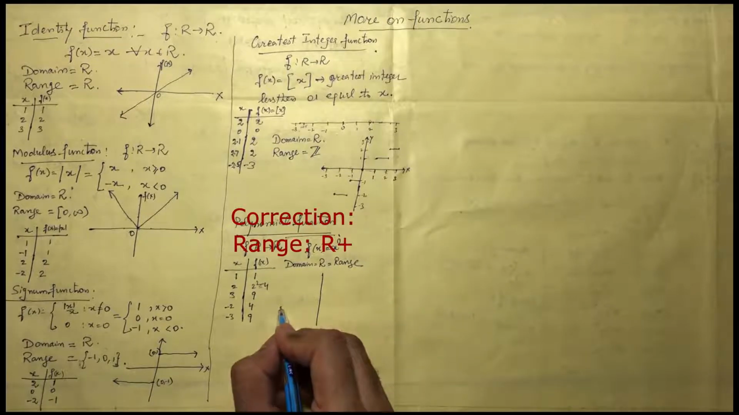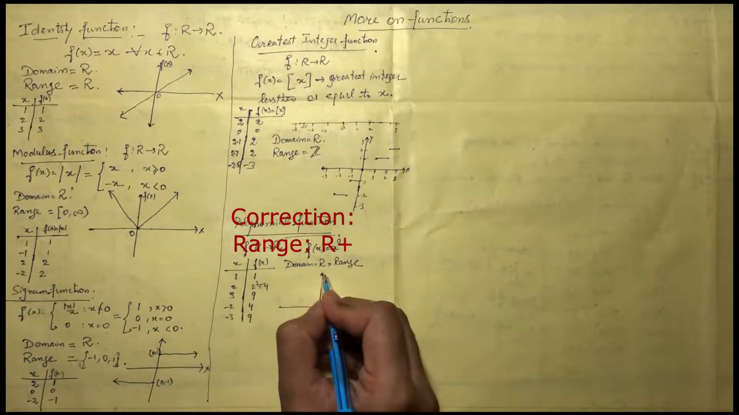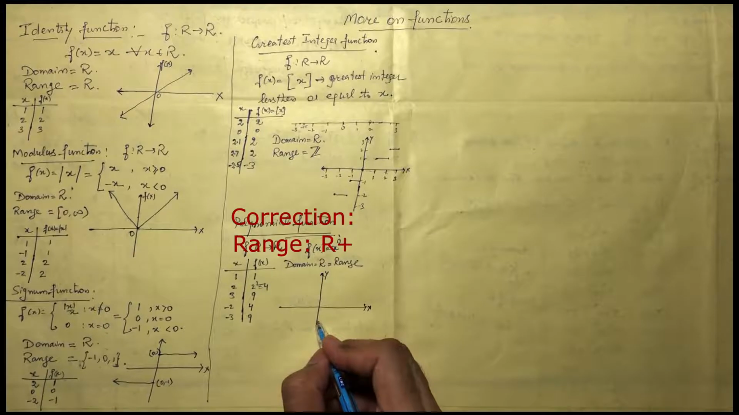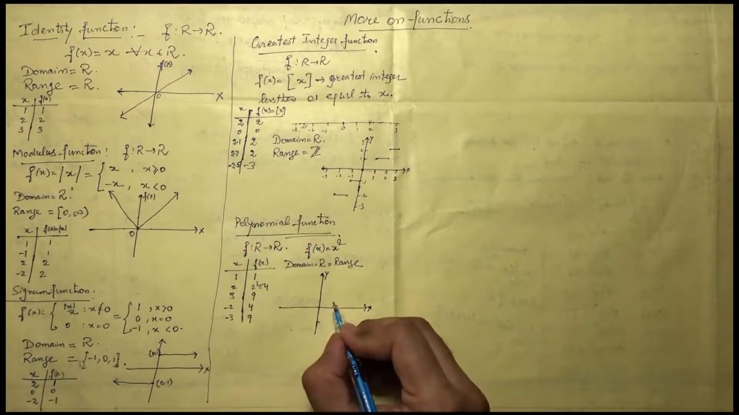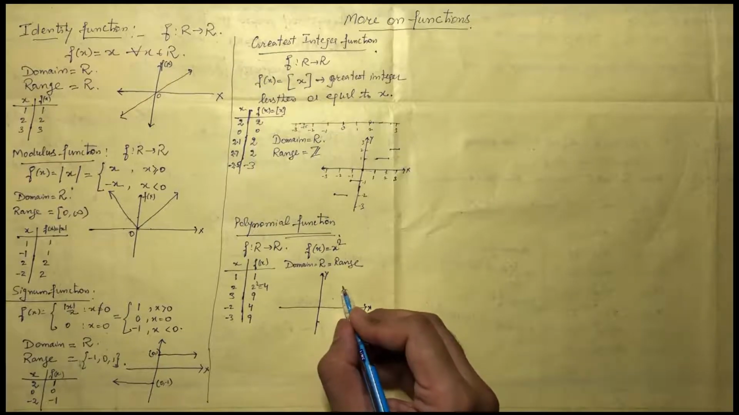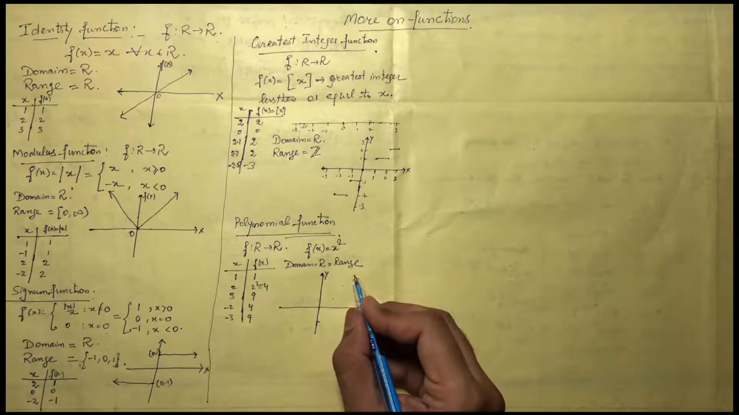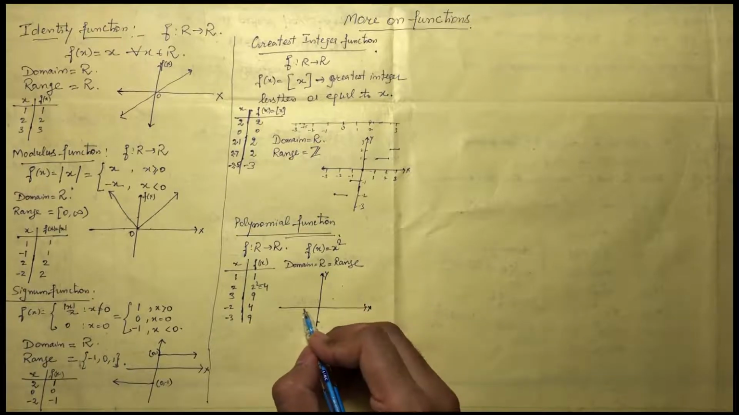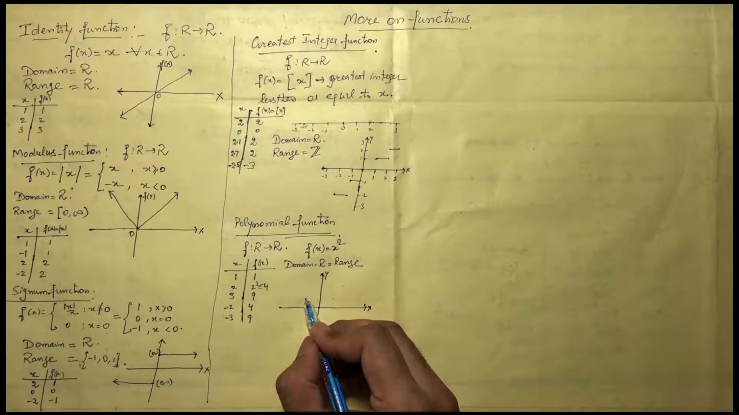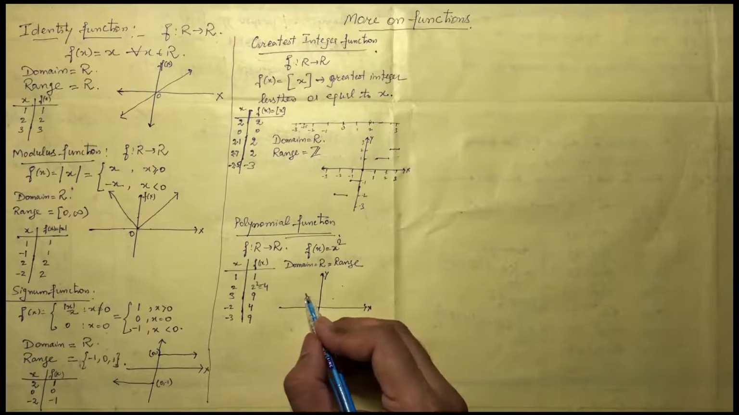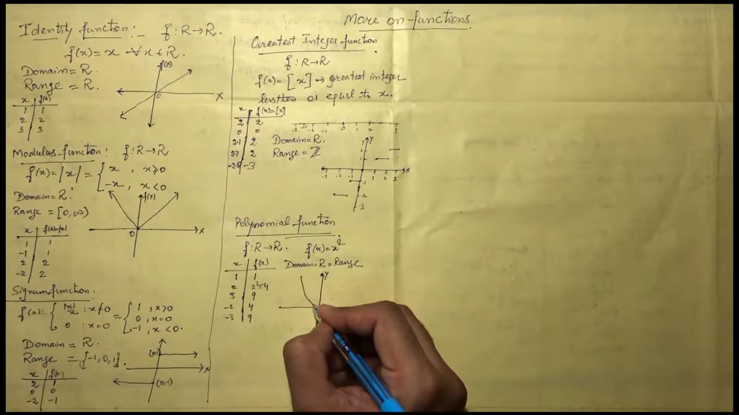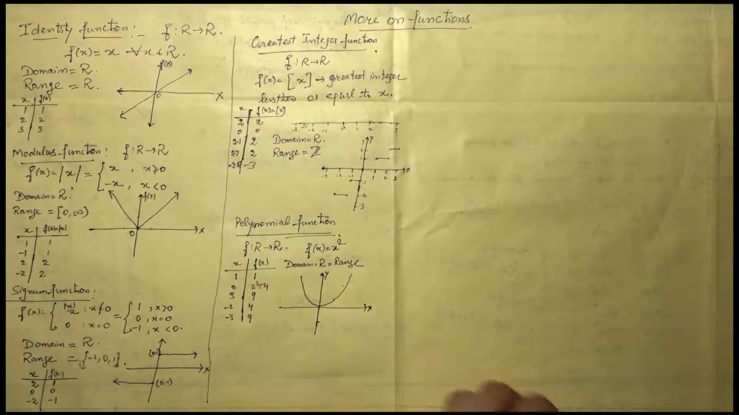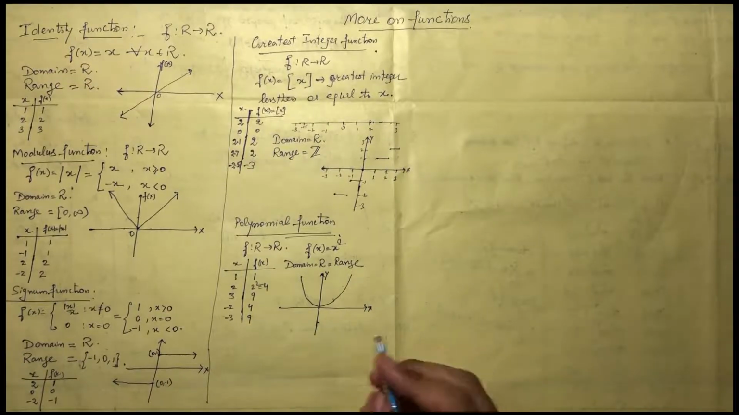And how will the plot look? This is x, this is y. The plot will look like this: at the origin it is 0, at 1 it is 1, at 2 it is 4, at 3 it is 9. And similarly here, for minus 1 it is 1, for minus 2 it is 4, for minus 3 it is 9. So it will look like this. This is the region.